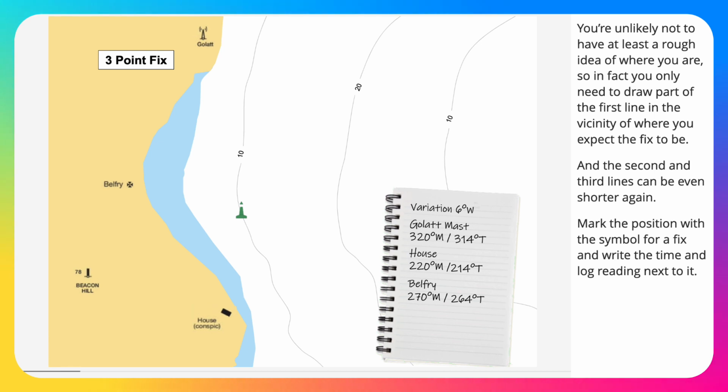You're unlikely not to have at least a rough idea of where you are. So in fact you only need to draw part of the first line in the vicinity of where you expect the fix to be, and the second and third lines can be even shorter again. Mark the position with the symbol for a fix and write the time and log reading next to it.